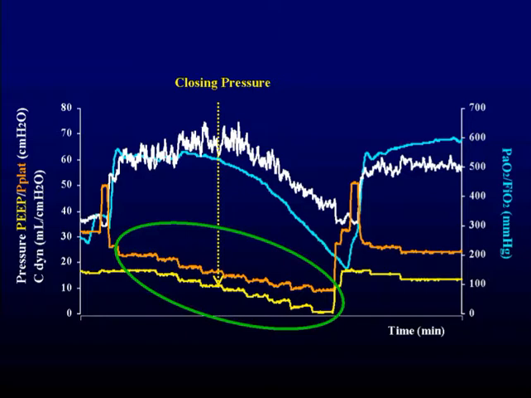Then we went down to 0 of PEEP, looking at the evolution of oxygenation and compliance. We made a new recruitment maneuver with the same pressures as at the beginning, and then we tried to test if this closing pressure detected was accurate enough to prevent collapse, or to maintain oxygenation and compliance after the second recruitment, exactly at this level.